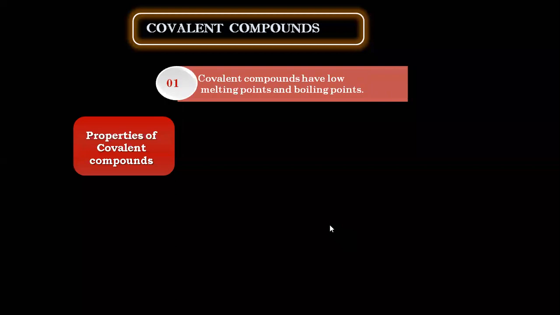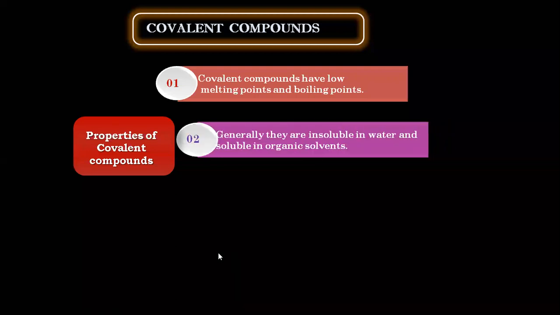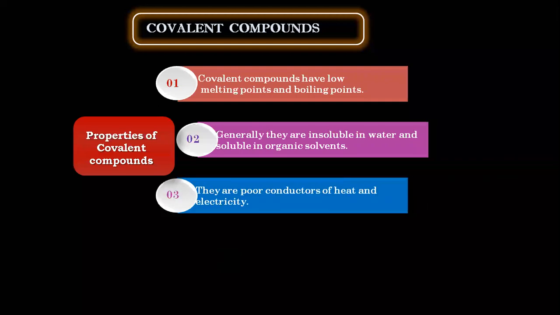Properties of covalent compounds. Covalent compounds usually have low melting point and low boiling points. They are insoluble in water and they are soluble in organic solvents. They are poor conductors of heat and electricity.